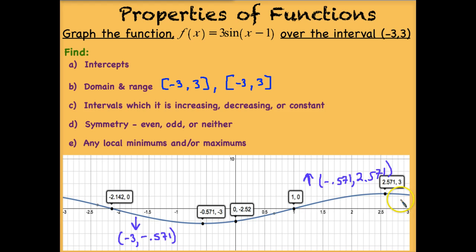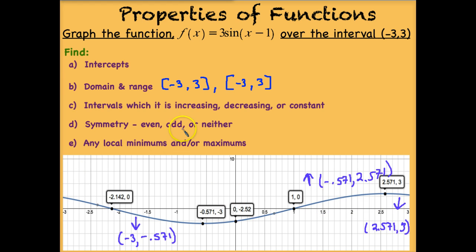We have one more here. We can see that our function is starting to decrease on this interval from 2.571 to 3. And because this is graphed only between negative 3 and 3, I don't use infinity. I'm just concerned with the domain between negative 3 and 3.